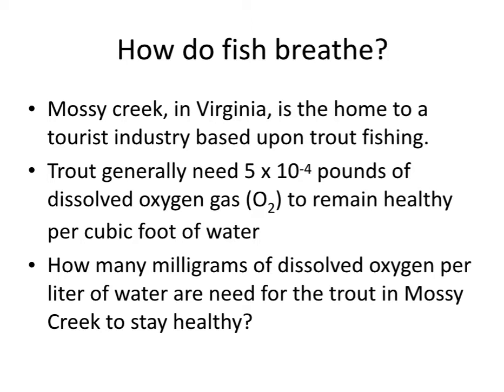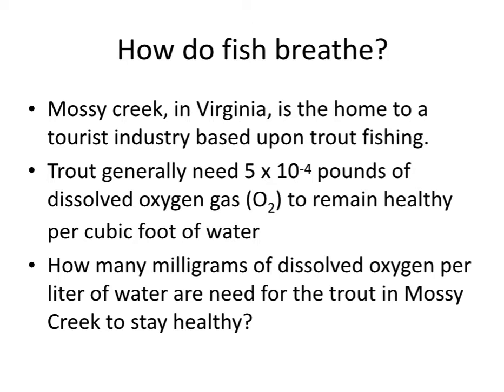Nearby Mossy Creek is a famous trout fishing stream in Virginia. In this area, there's actually a tourist-based industry built upon the trout that live in these streams. Trout generally need about 5 times 10 to the minus 4 pounds of dissolved oxygen to remain healthy per cubic foot of water. This is a very cumbersome way of describing how much mass of oxygen is needed in a given volume of water. So let's look at some different ways of expressing this.